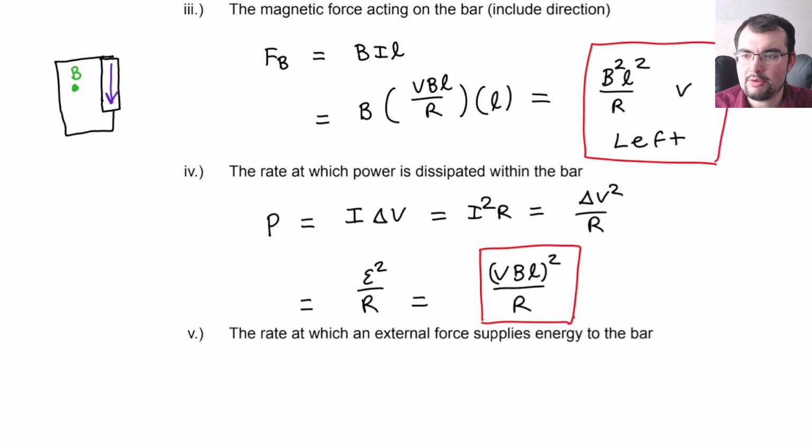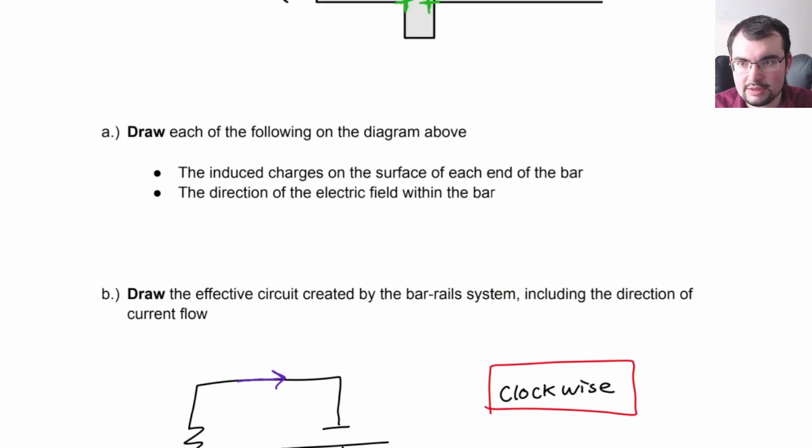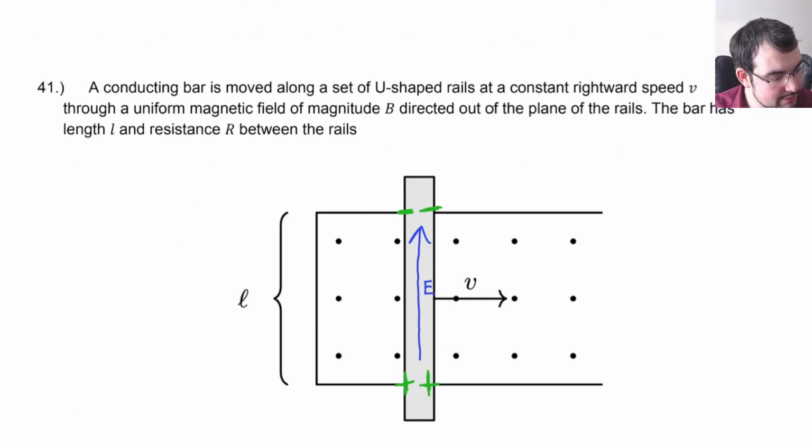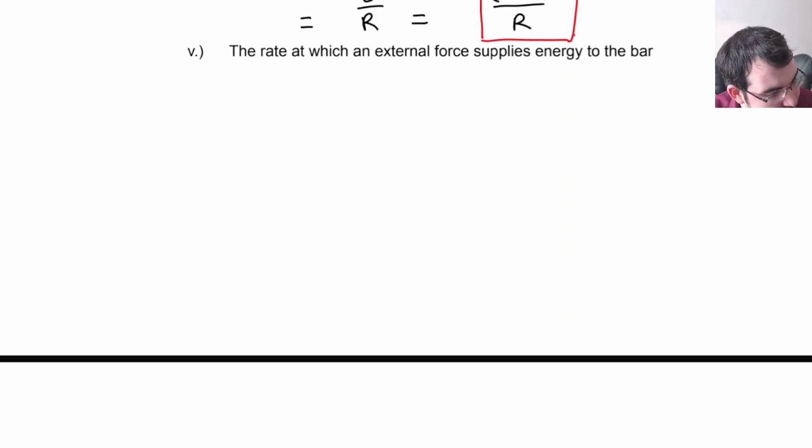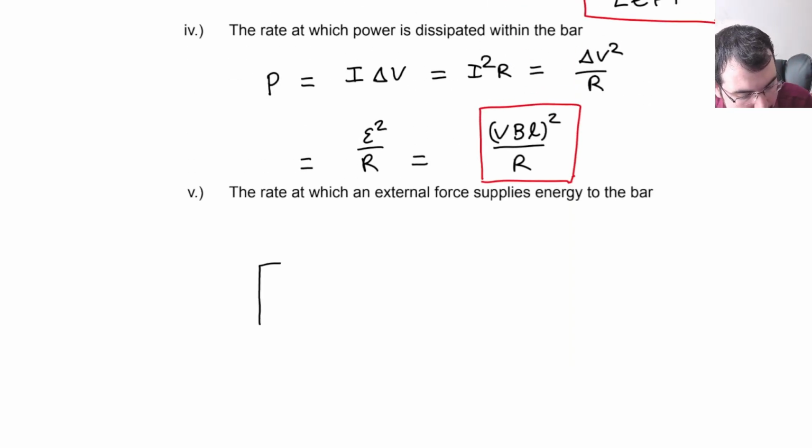So what's the rate at which energy goes in? Because again, if we're pulling this to the left at constant velocity, there must be something fighting this magnetic drag. So what we have, we know that we have this magnetic force fighting our motion of the bar. So we must actually be exactly countering that with some sort of external pulling force.